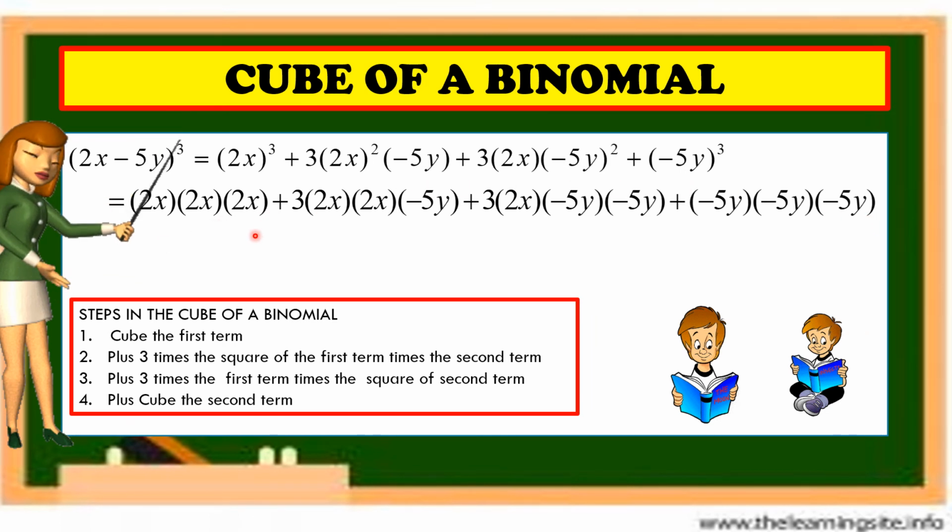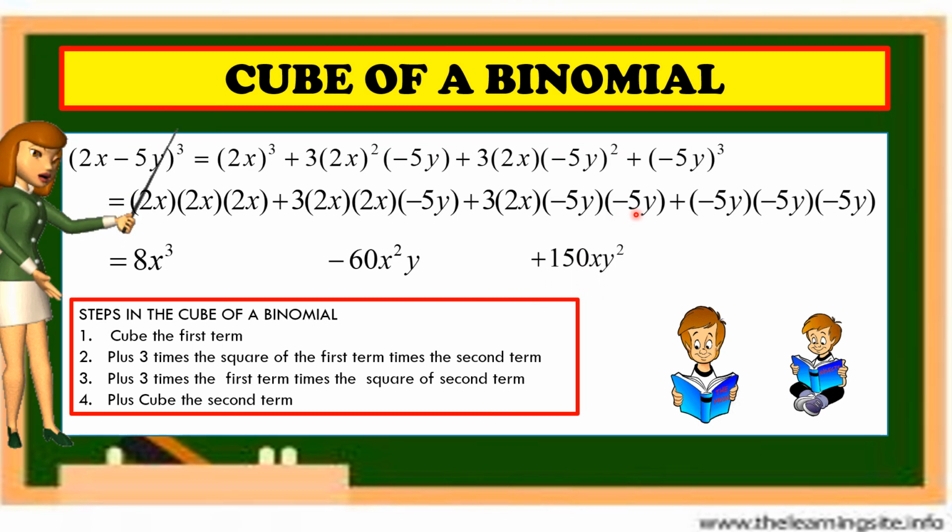2x times 2x times 2x is 8x cubed. 3 times 2x times 2x times negative 5y is negative 60x squared y. 3 times 2x times negative 5y times negative 5y is positive 150xy squared. And negative 5y times negative 5y times negative 5y is negative 125y cubed.